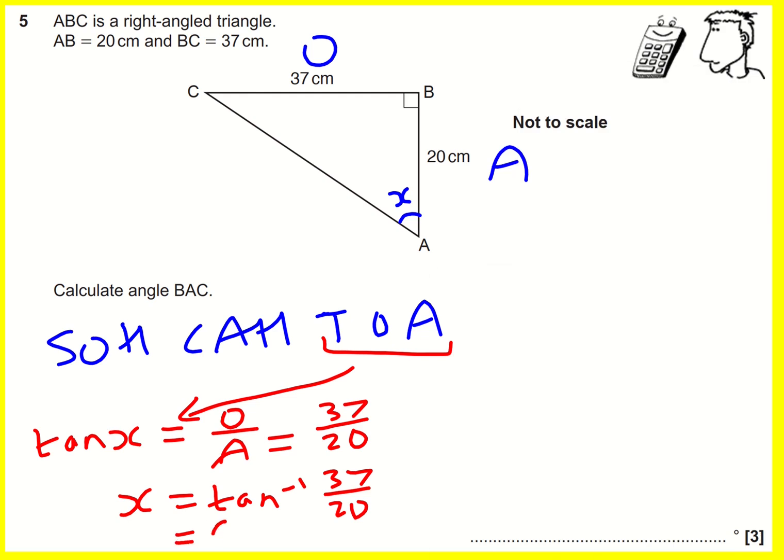61.60. I'll round it to three significant figures, 61.6.